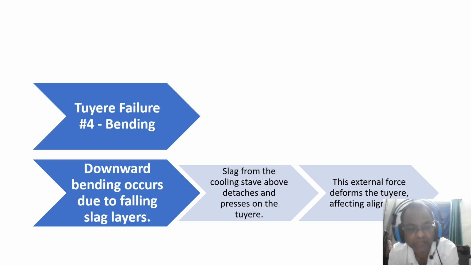And we also know that upward bending occurs due to uneven expansion of the main coolers, due to zinc and even alkalis, which are responsible for expanding and pushing up. So this is a sort of bending which is upward.